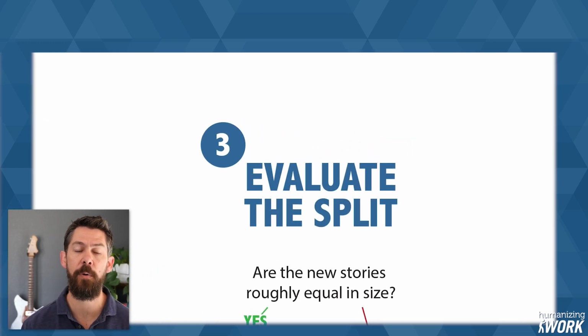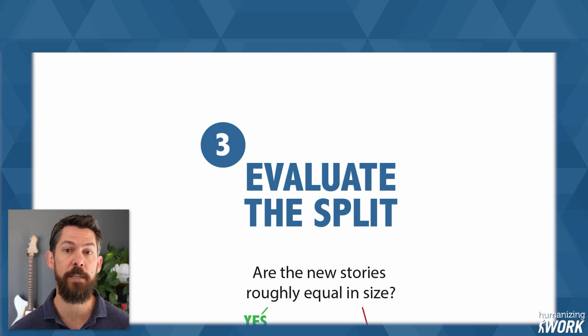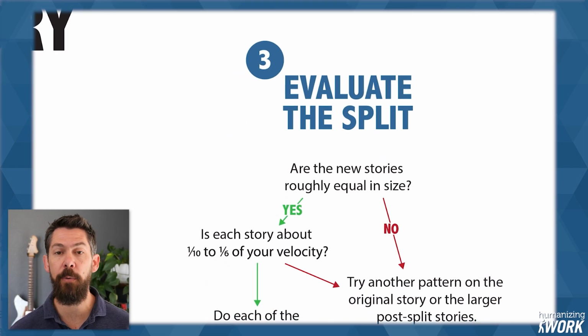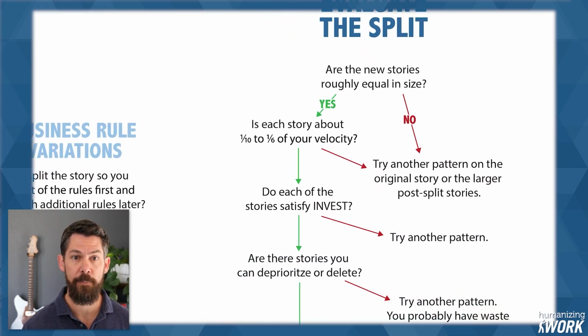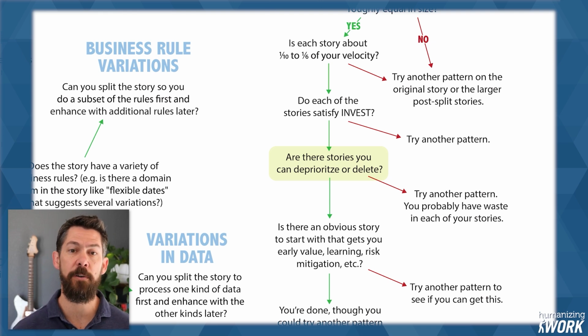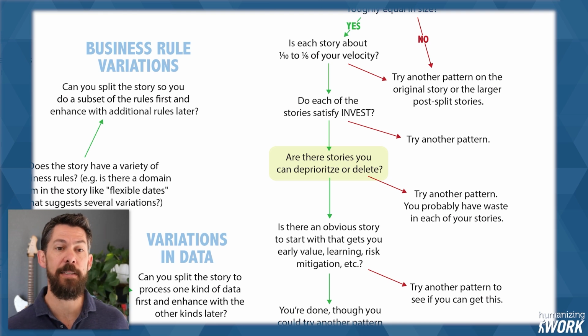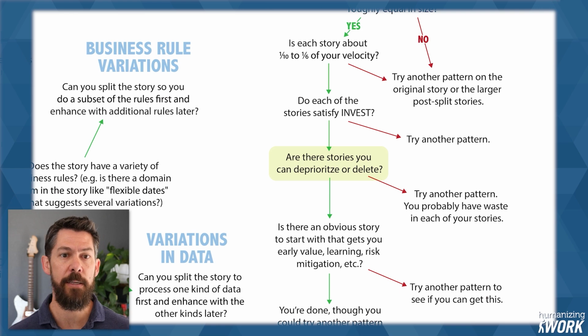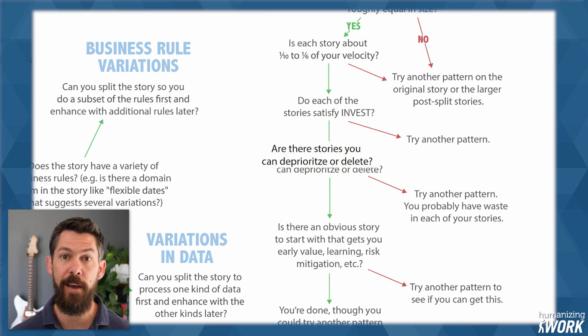So step 3 asks several questions to evaluate the split. Most of the questions here are pretty straightforward, but I want to call your attention to one that's less obvious. I ask, are there stories you can deprioritize or delete? Here's why. Every feature or story has high value and low value parts. One of the benefits of splitting is finding the low value parts and never building them. Thus, if you get a split that doesn't have a low value part, you may have low value parts hiding across your smaller stories, and it's worth trying a different pattern to see if you can find that waste.